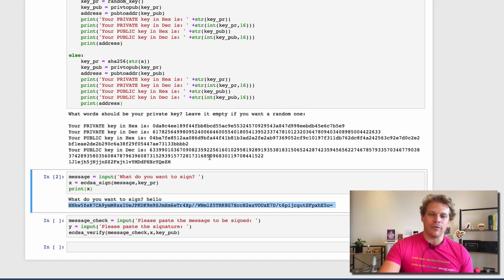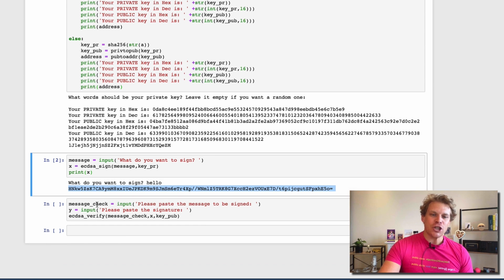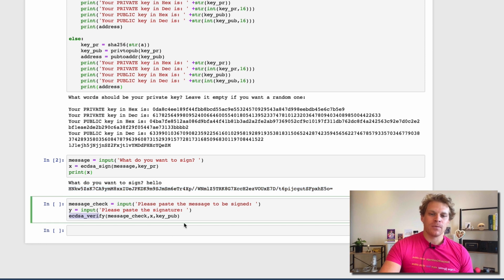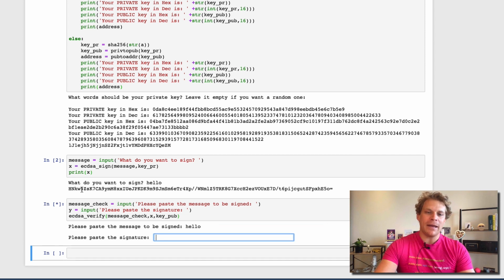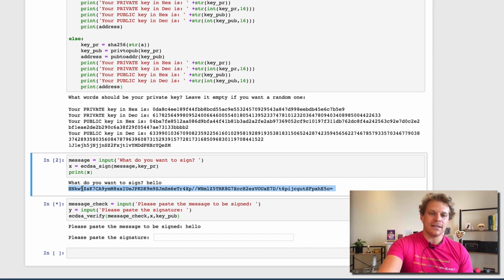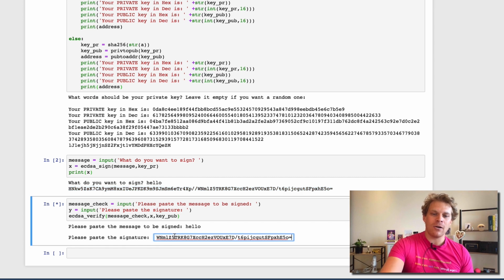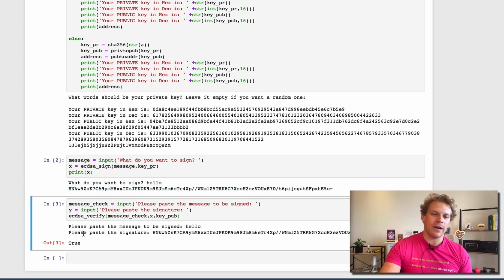And this is basically from here. So now, this is the check function, okay? So now I'm verifying the signature from my private key. It tells me, please paste the message, so I'm going to type in hello, and it says, please paste the signature. So I'm pasting the signature, and now this should be true. So it's the same one.